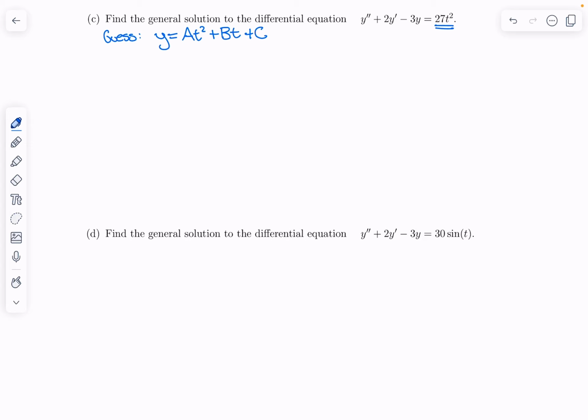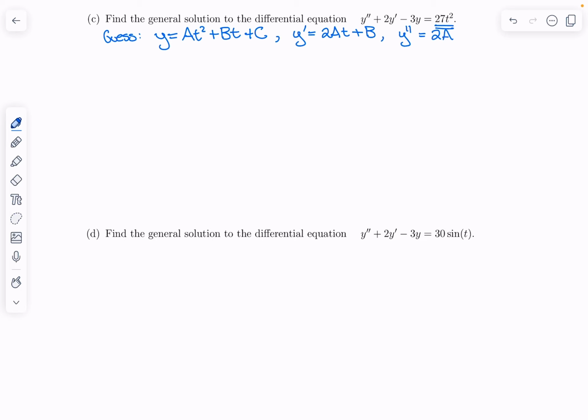And the reason why I'm going to do that is because I'm going to be taking the second derivative of this polynomial, the first derivative of this polynomial, and also using a multiple of this polynomial. And so terms with t squared, t, and constants are all going to appear in those derivatives, as you can see. Y prime in this case is going to be 2at plus b, and y double prime in this case is going to be 2a.